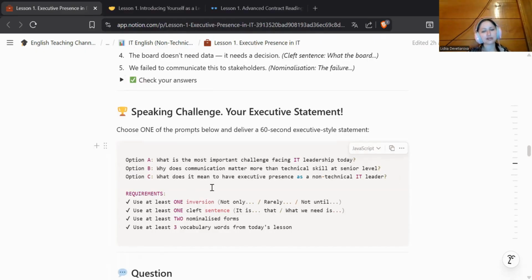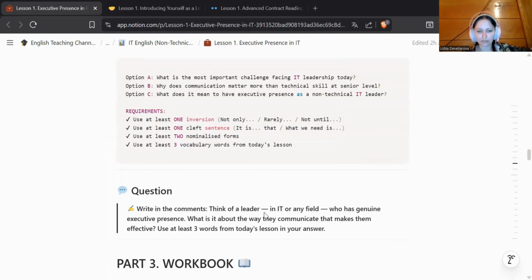And requirements. Use at least one inversion: not only, rarely, until. Use at least one cleft sentence: it is that, what we need is that. Use at least two nominalized forms. Use at least 3 vocabulary words from today's lesson. Take your time. You can even make notes. You can talk it. You can tell it to the world. You can record yourself, whatever you feel like.